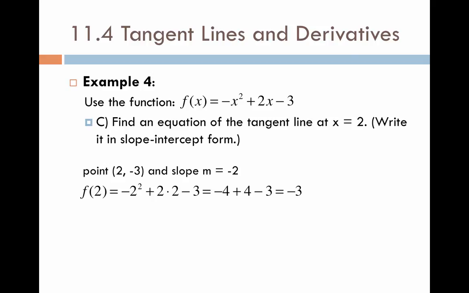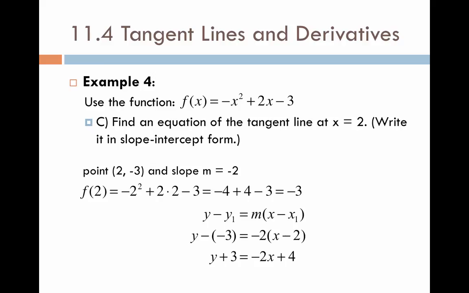Now how do we get that point? You have to plug 2 into the original equation to get the corresponding y value. So that's how we got 2 comma negative 3. Then we use point-slope form to find the equation of the tangent line. So I plug in negative 3 for y1, negative 2 for m, and positive 2 for x1.